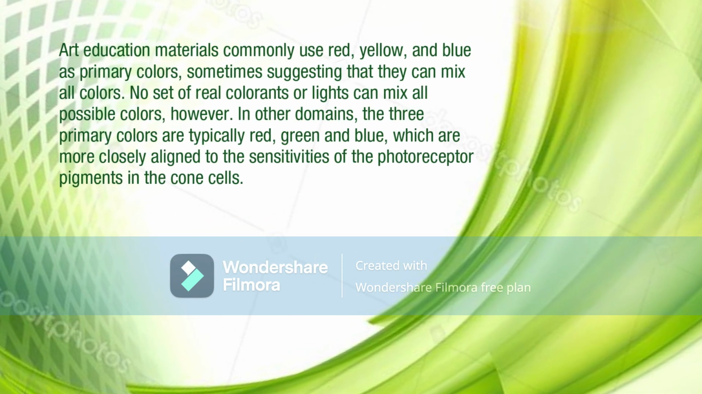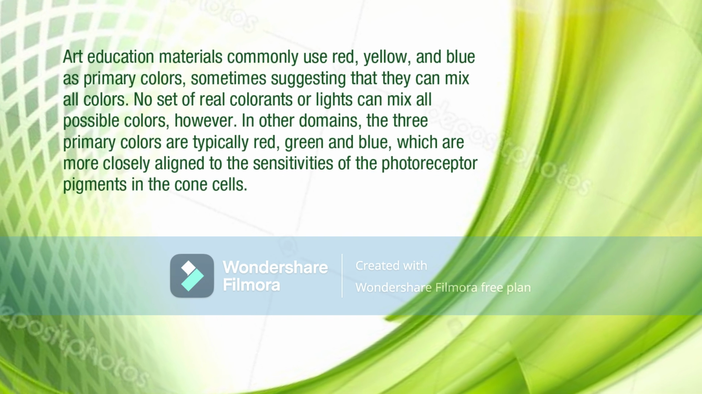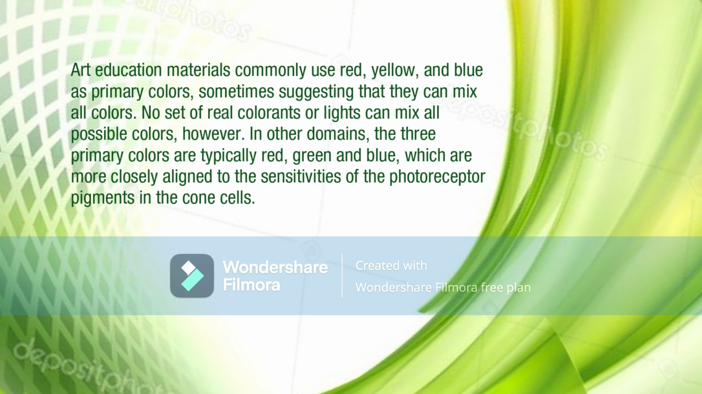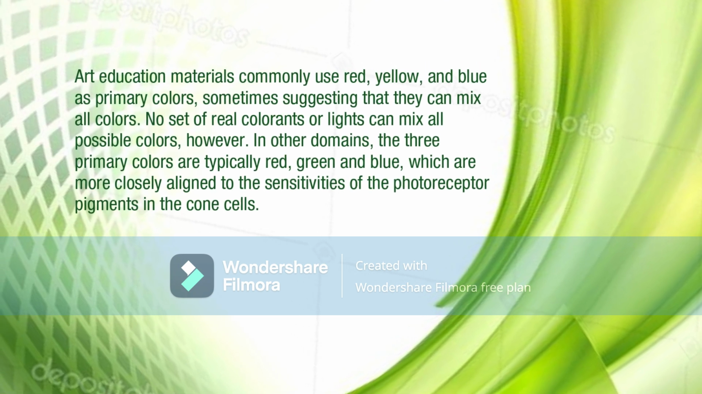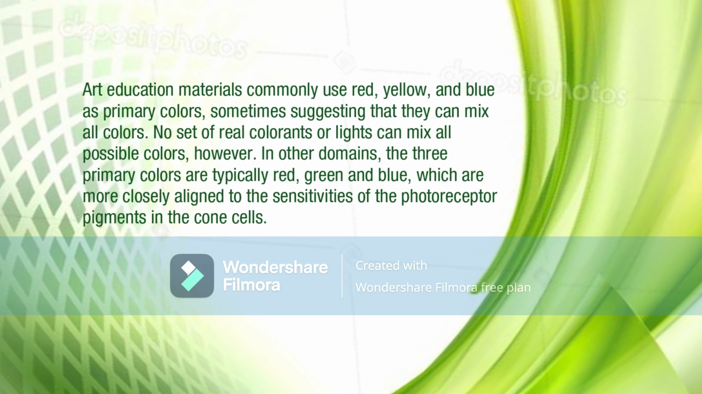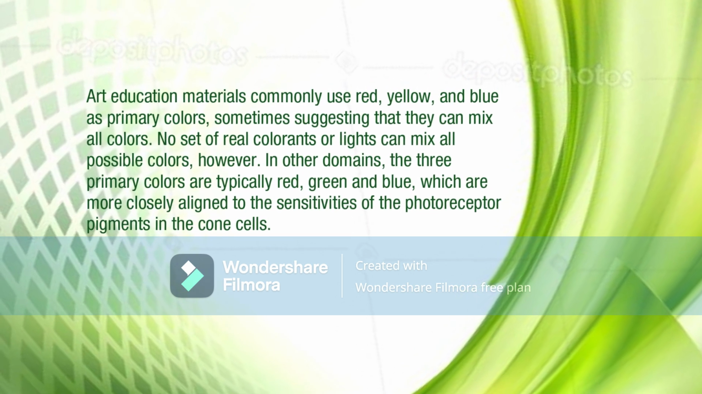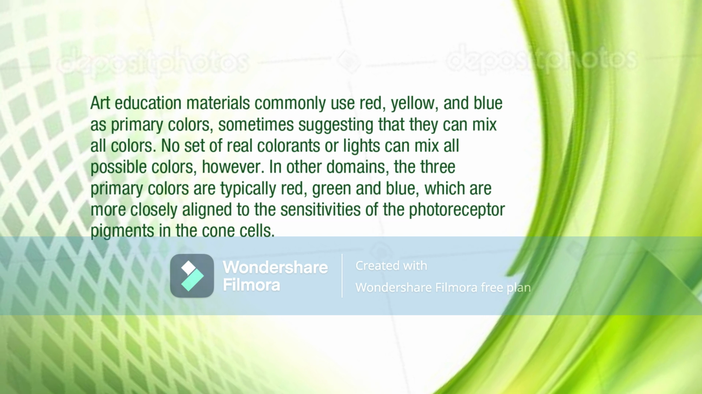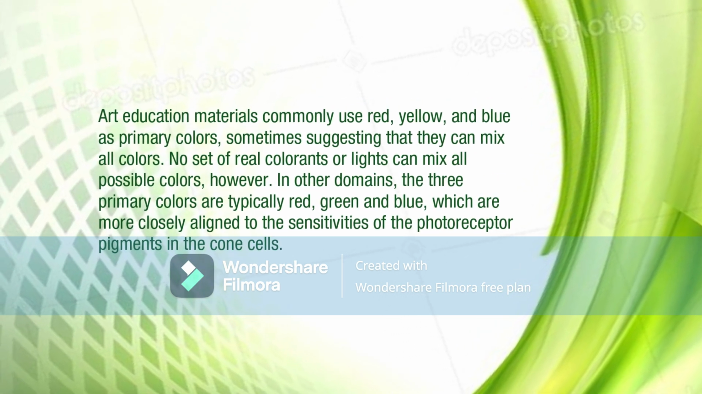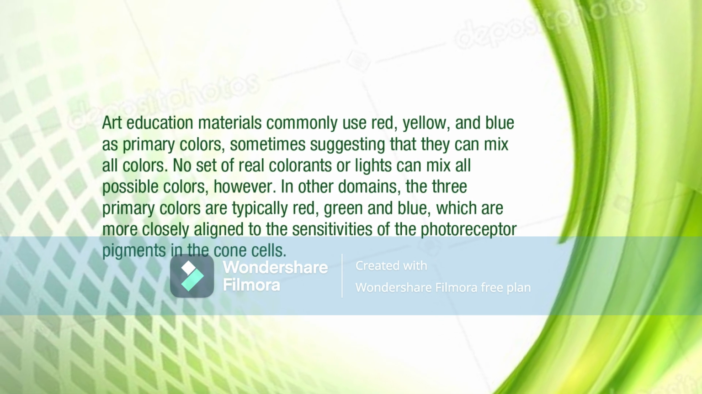Art education materials commonly use red, yellow, and blue as primary colors, sometimes suggesting that they can mix all colors. No set of real colorants or lights can mix all possible colors, however. In other domains, the three primary colors are typically red, green and blue, which are more closely aligned to the sensitivities of the photoreceptor pigments in the cone cells.